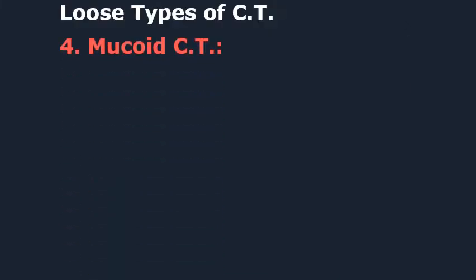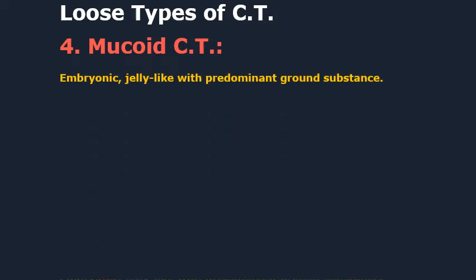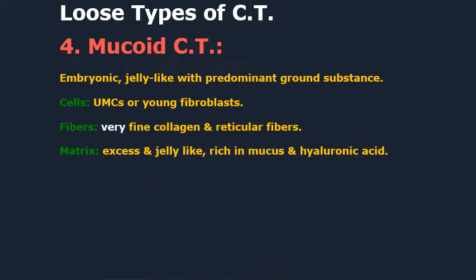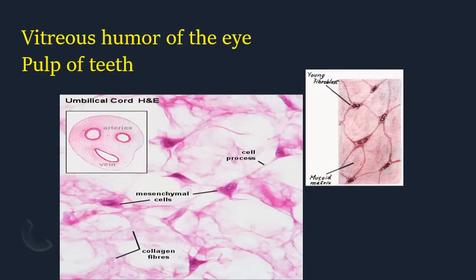The last loose connective tissue is the mucoid connective tissue. It is jelly-like and rich in ground substance. Some cells present are umbilical cord fibroblasts and fine collagen reticular fibers. The matrix is excess and rich in mucus and hyaluronic acid. Present in the umbilical cord, which is the Wharton jelly.